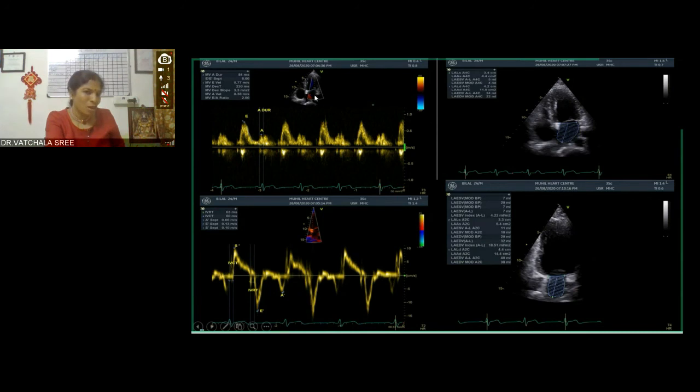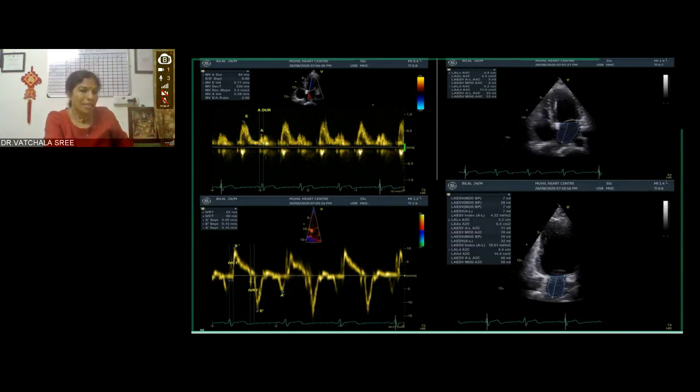The second step is put a color coding. And once the color coding is there, align your sample volume parallel to the color coding and put the sample volume 3 millimeter in between your anterior and your mitral leaflet. And press your pulse wave. Once you do that, you get this image. With this image, you can get your E value and your A value. The peak of this wave is the E value and the peak of this wave is the A value. You store this image, it will be stored in the machine.